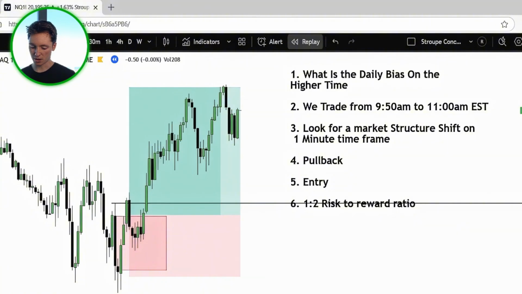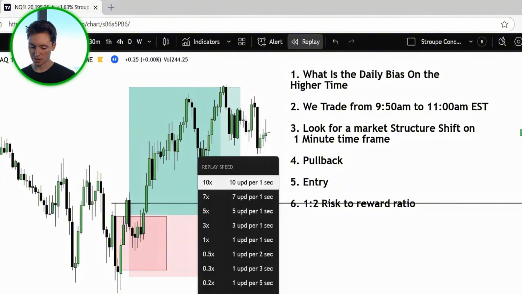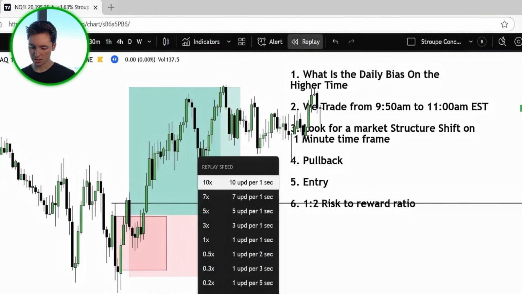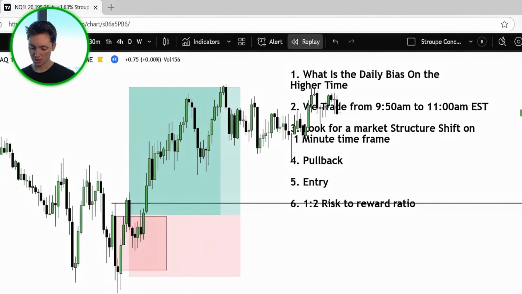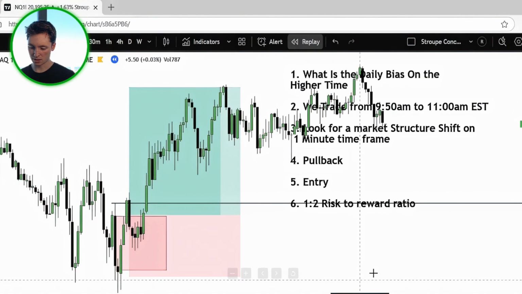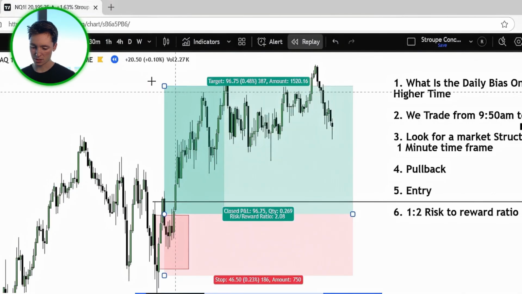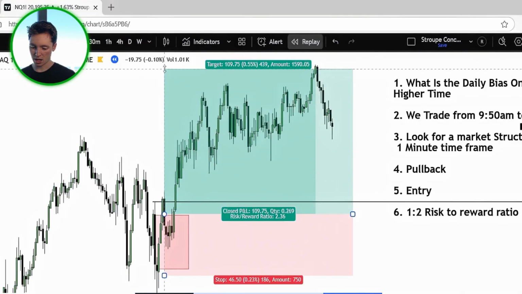We can see if it keeps going. See what you could have gone if you kept holding the position. And then right here, max you could have possibly gotten from this position would have been almost a 1-to-3. But even if you get the 1-to-2 risk to reward ratio, with a 1-to-2 risk to reward ratio, you only need to win 33% of your trades to be a profitable trader.